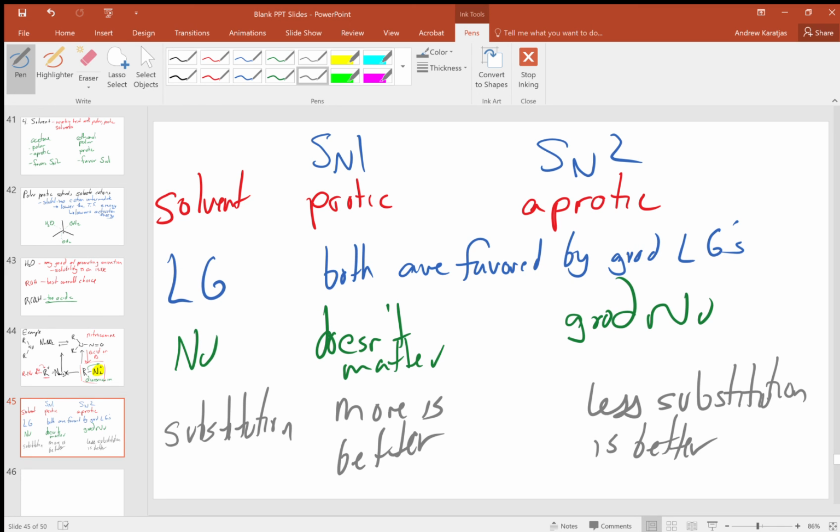So now you should get out our first in-class exercise for Organic 2, which you'll see is labeled in-class exercise number 1, just labeled SN1 and SN2, and work through some of those examples.